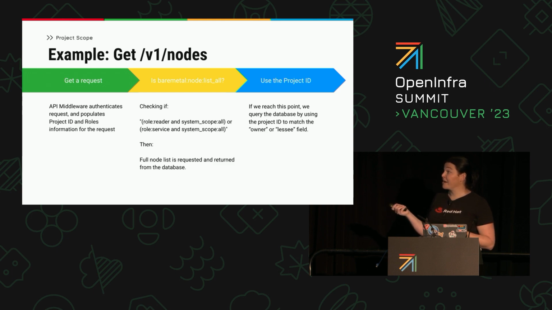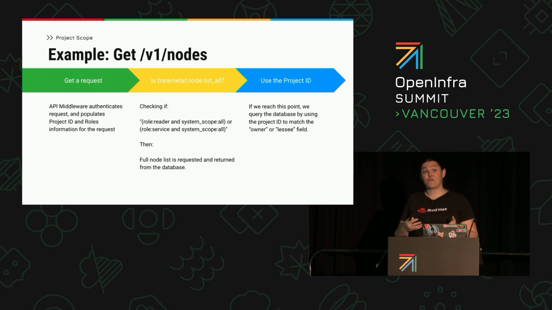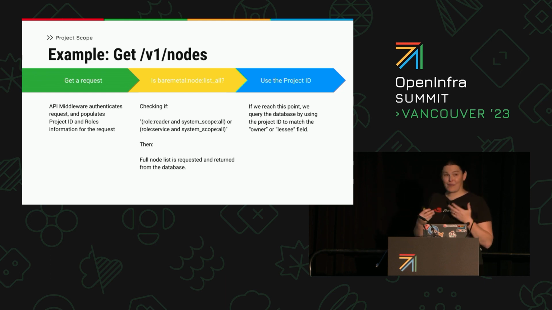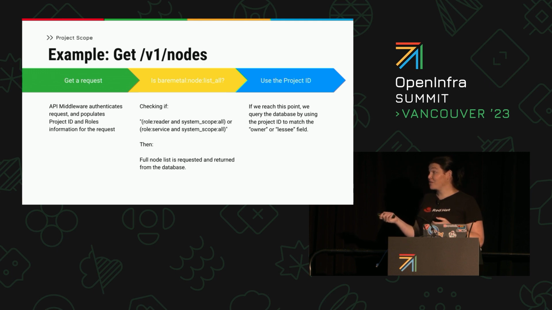So in this case, can they just see everything? And this is an intentional shortcut in our API logic, because it takes a lot of overhead to apply access rules for every single node. So we went along the path of going, do we make it easy, simple? And so if a user matches this rule, yes, they can see everything. There's no restriction. And we just return the list of nodes. But if they don't match that rule, then we apply the project ID and match the owner and lessee fields.